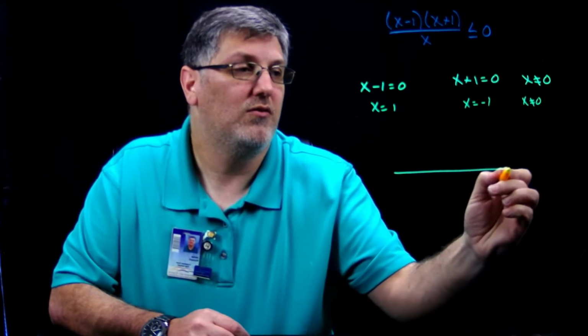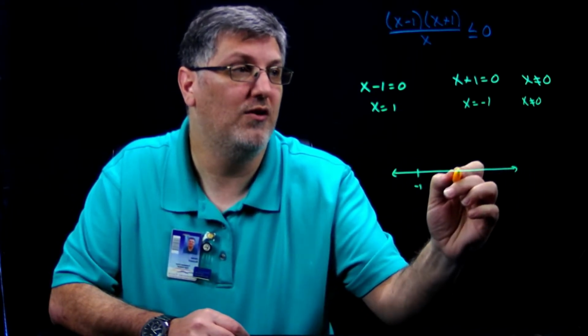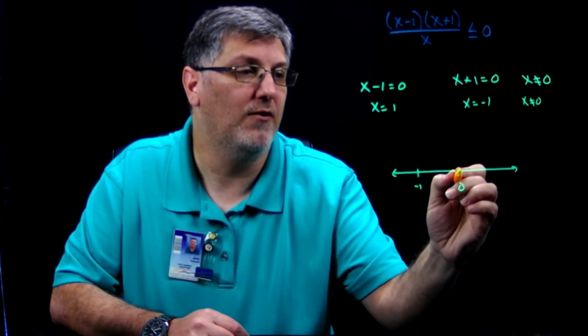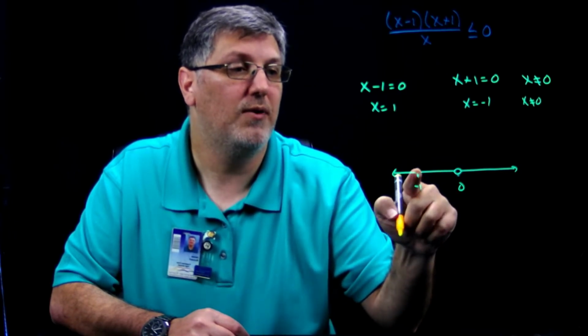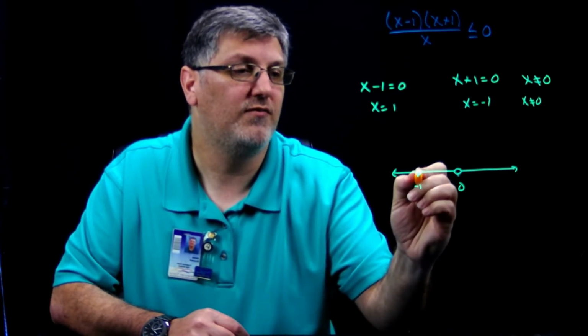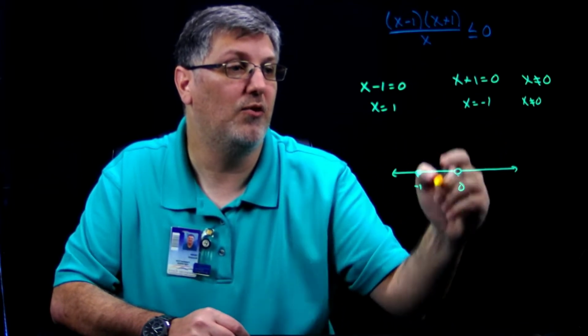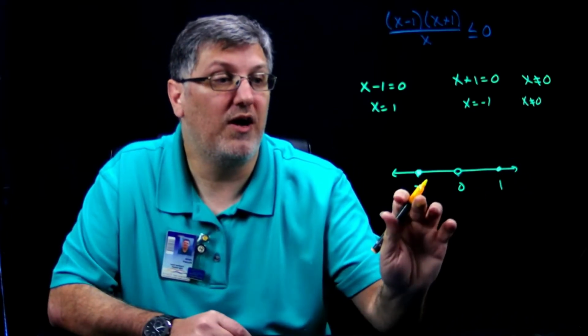Now I'm going to use all three of these as my critical values, not as my test values. Negative 1, 0, 1. Now I'm going to put a hole right here because this cannot equal 0. But here I can put a closed dot because of the equal to part for the negative 1. And then I'm going to do a closed dot for 1. So these are my critical values.